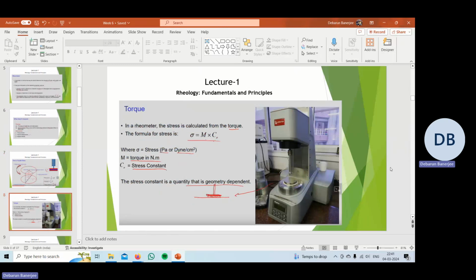This is an example of this particular rheometer. In a rheometer, the stress is calculated from the torque. The formula for stress is sigma equals M into C sigma, where M is the torque, C sigma is the stress constant, and sigma is the stress. So stress equals torque multiplied by the stress constant. The stress constant is a quantity that is geometry dependent.